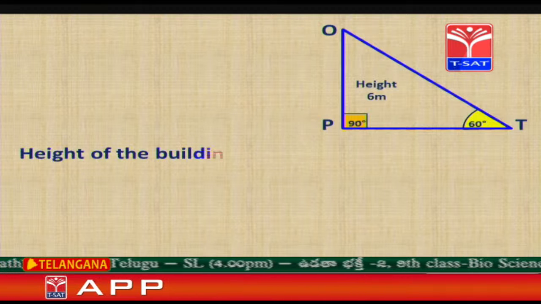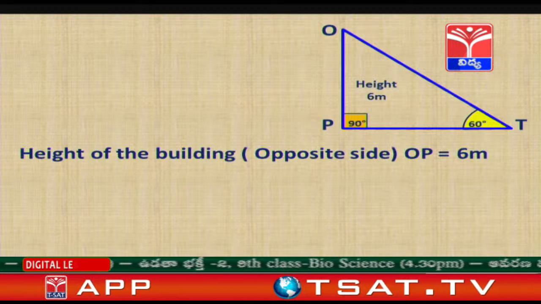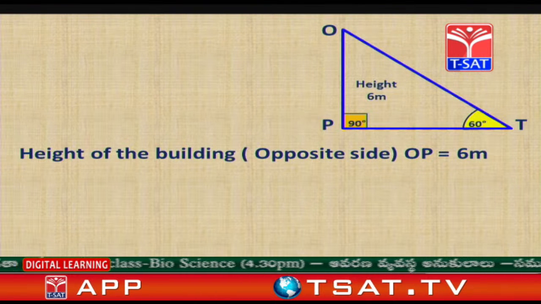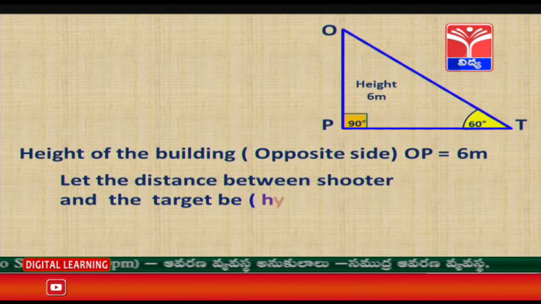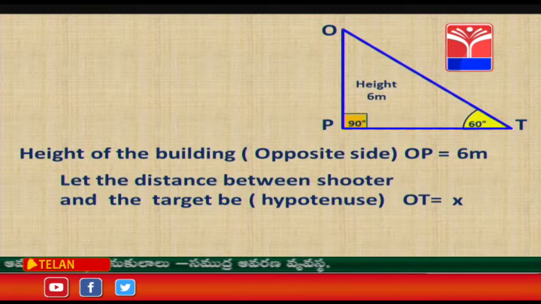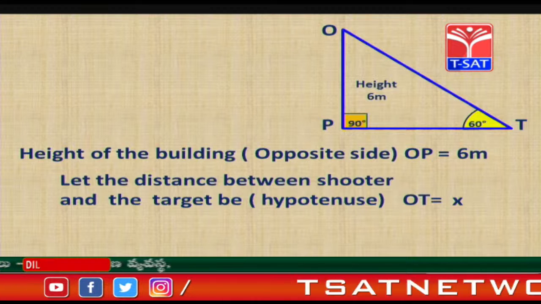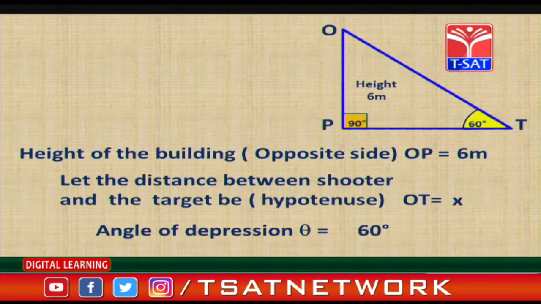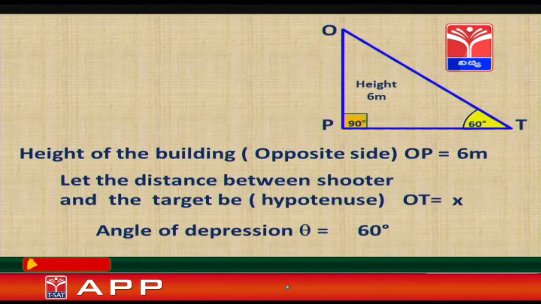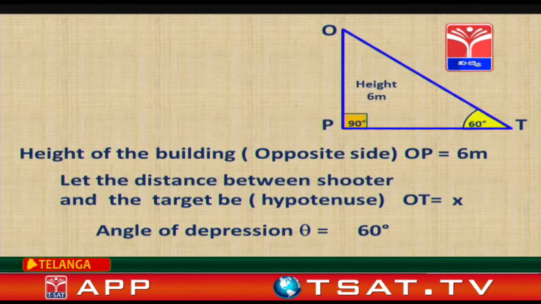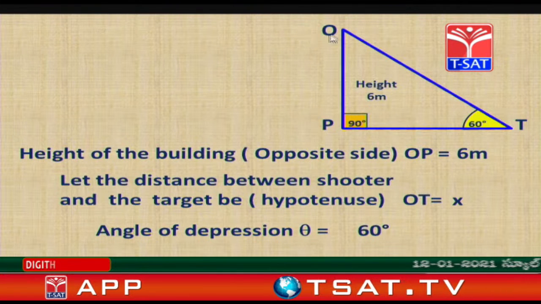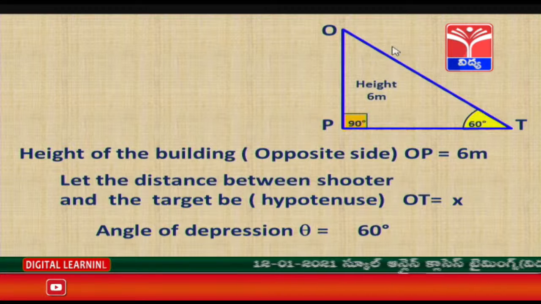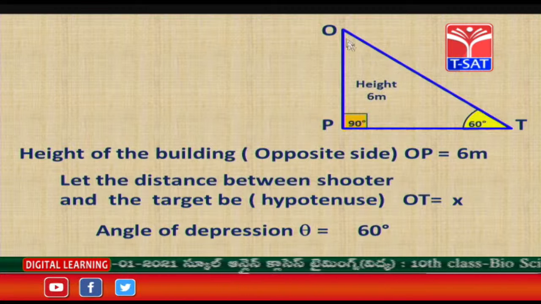So, now please see the height of the building, that is the opposite side, OP is equal to 6 meters. Let the distance between the shooter and the target be x. Now, the angle of depression is how much? 60 degrees. So, when you are saying the distance between the shooter and the target, that is nothing but the OT. OT is nothing but the hypotenuse, and you know the height.